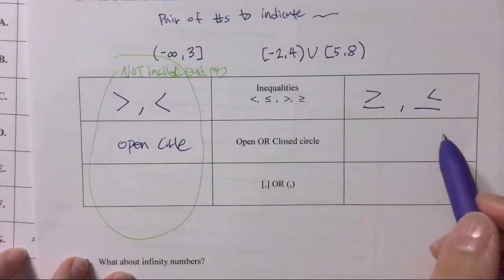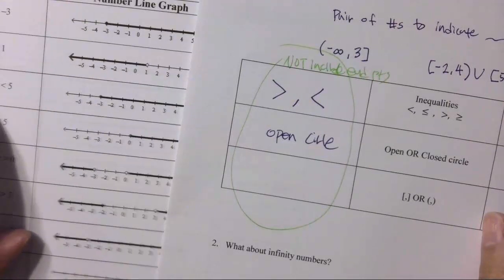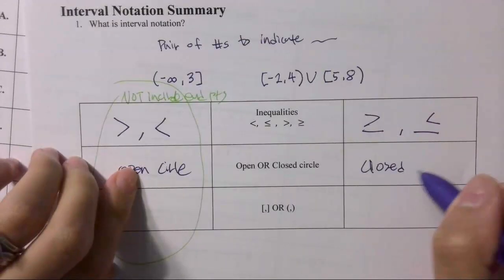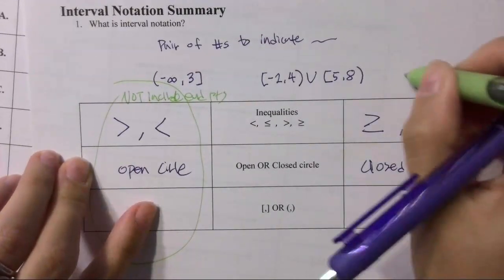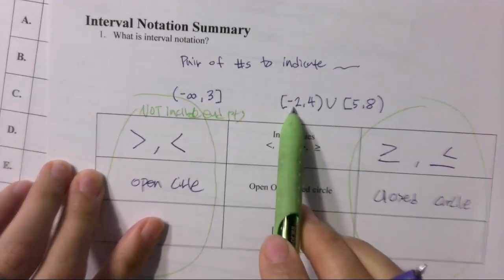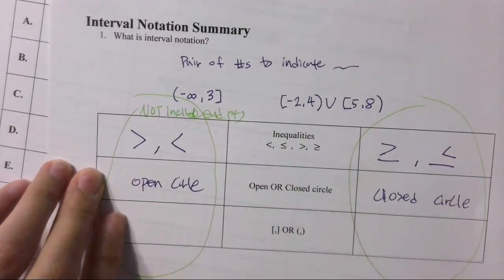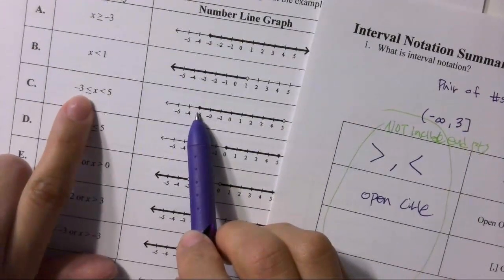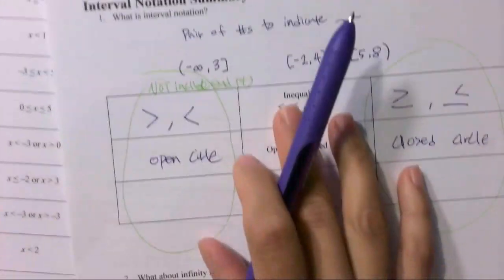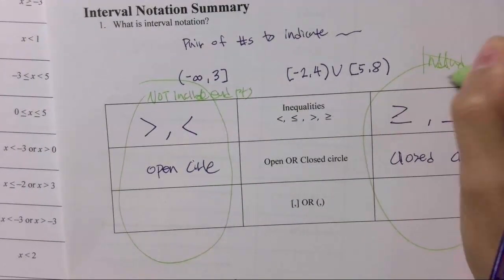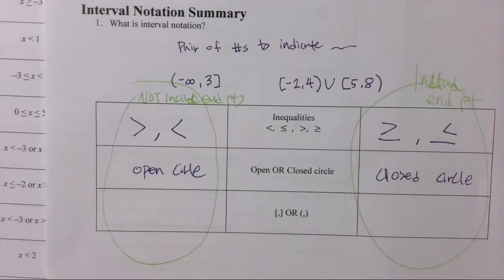So likewise, when you have greater than or equal to, less than or equal to, what kind of circle did you have right here? Closed circle. And when you have a closed circle, do you include those points? So for example, here, do you include -2? Sorry, I'm confusing you. Alright, closed circle. Do you include that -3 here? Yes, you do, because there's an equal to underneath it. So we include endpoints. That's what I want.